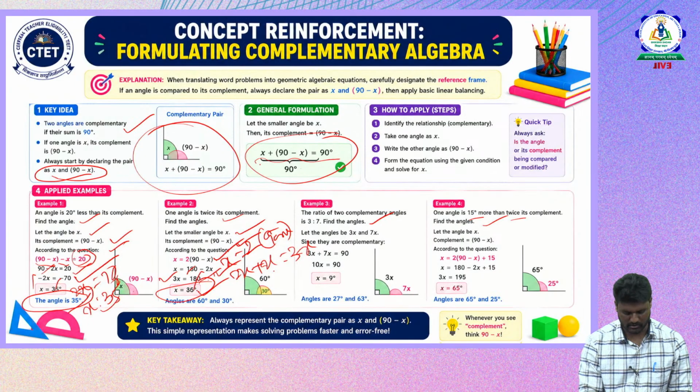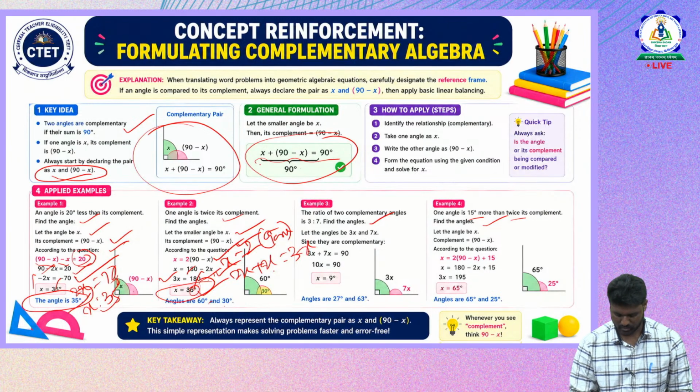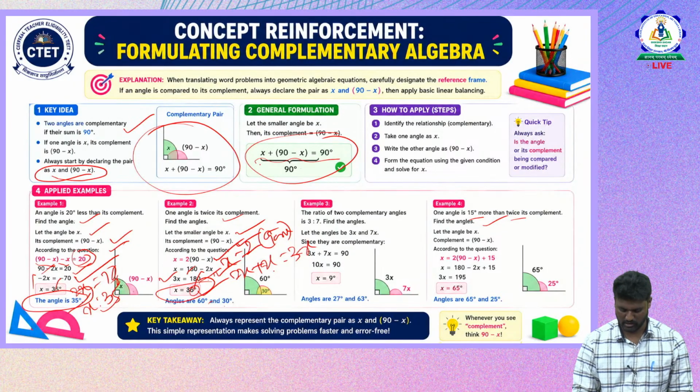Where we will get 30. One angle is 30 degrees and another angle is 60 degrees, where 90 minus x is 30. Then, the ratio of the two complementary angles is 3:7. Find the angles. Now the ratio they have given; we need to find the angles, we need to identify them.